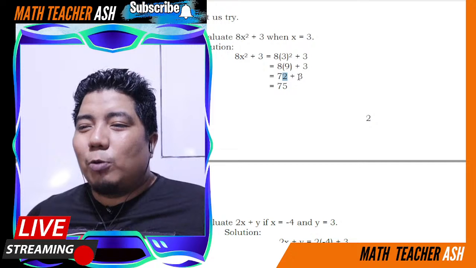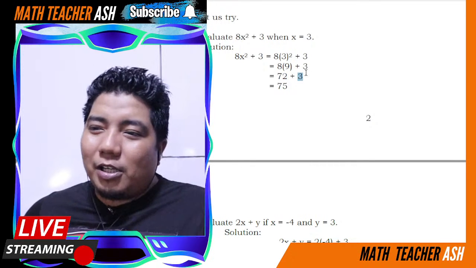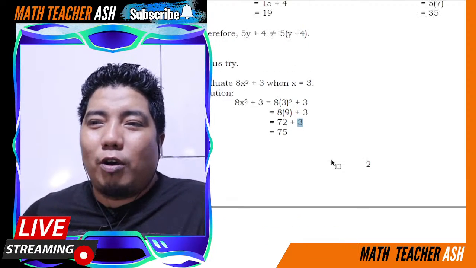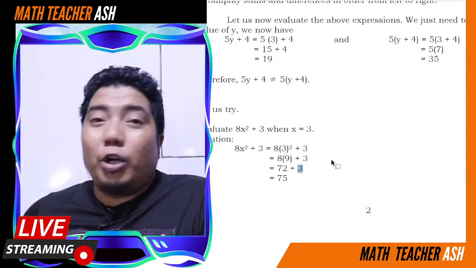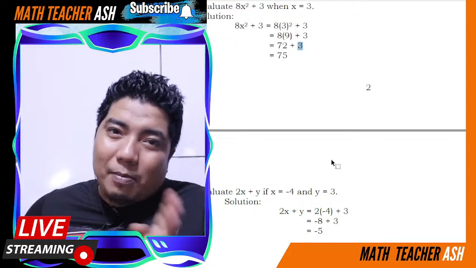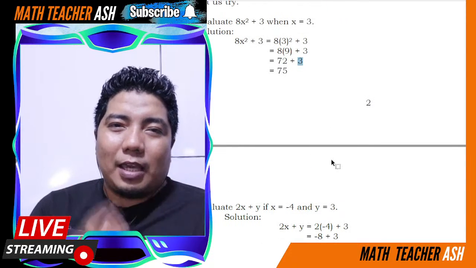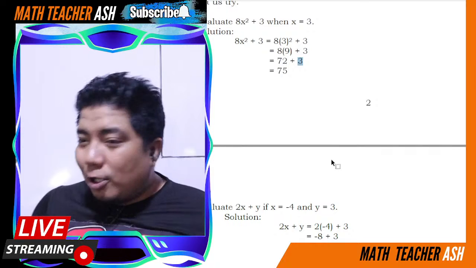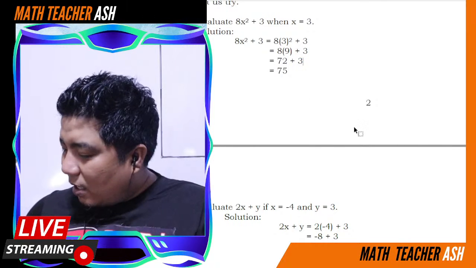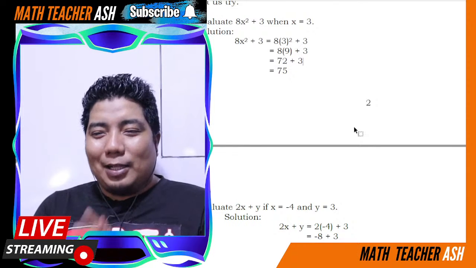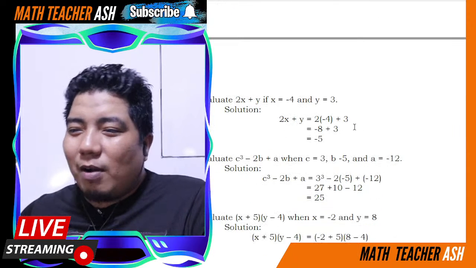Then, 72 plus 3. My dear math learners, follow always the steps in the order of operations. Kasi kung hindi ka magpa-follow sa step ng order of the operations, magiging mali yung sagot mo. Okay? So, 72 plus 3, that is 75. Ganun lang kadali, my dear math learners. Okay. So, how about this one?